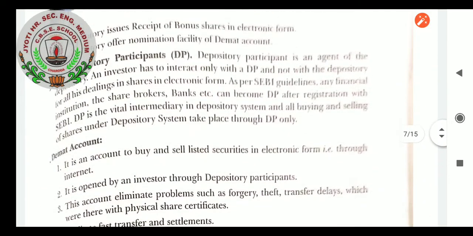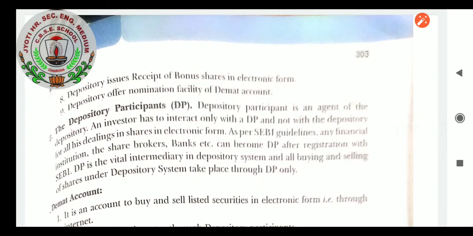Depository participants: a DP is an agent of the depository, and the investor has to interact only with the DP and not with the depository for all dealings in shares in electronic form. As per SEBI guidelines, any financial institution, share broker, bank, etc. can become a DP after registration with SEBI. DP is a vital intermediary in the depository system, and all buying and selling of shares in the depository system takes place through the DP only.